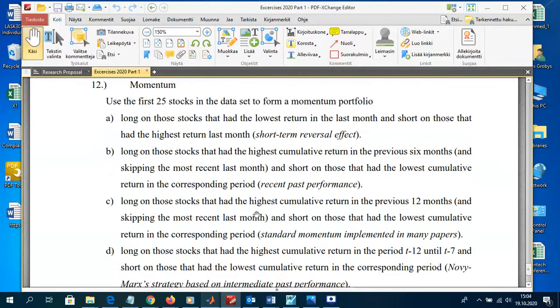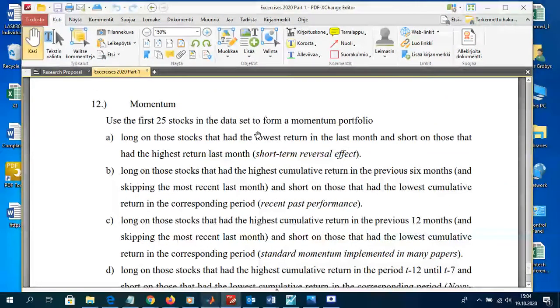So finally, we talk about momentum. What would we like to do? Let's use the first 25 stocks in the data set, and we form different momentum portfolios. First of all, we want to implement a strategy that is denoted here as the short-term reversal strategy. It's a strategy that is long on stocks that had the lowest return in the last month and short on those that had the highest return in the last month.